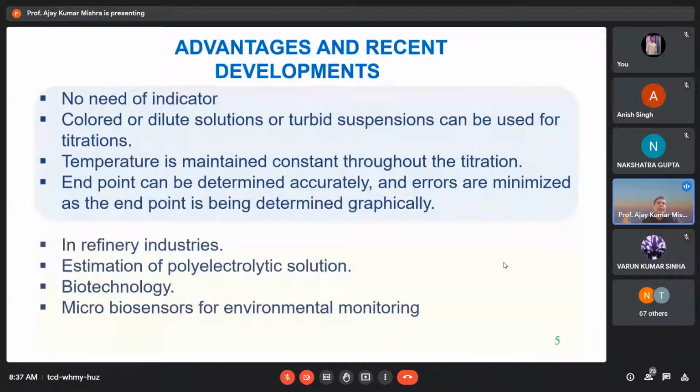And in industry, people are quite interested in beverages, so they use a lot of these techniques. Then in the refinery industry, estimating polyelectrolyte solutions, or in biotechnology, that's how you go. The food industry is coming in right there. And then the microbiosensor for environmental monitoring. That is the biggest advantage of this kind of titration.